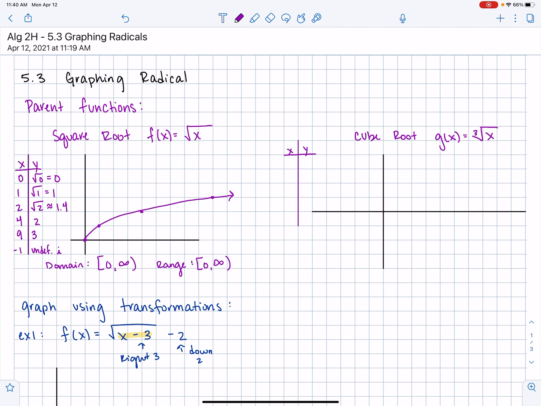So let's start plugging in some values. 0, the cube root of 0 is 0. We're going to start right here at the origin, like most of our parent functions. Then we have 1. The cube root of 1 is 1, so we're going to go over 1, up 1. Cube root of 2, that's not a rational number, it's about 1.2. So let's talk about numbers that we can take cube roots of. That would be 8. Cube root of 8 is 2. So you go over 8, right? So we're going to go 1, 2, 3, 4, 5, 6, 7, 8, and then up 2.